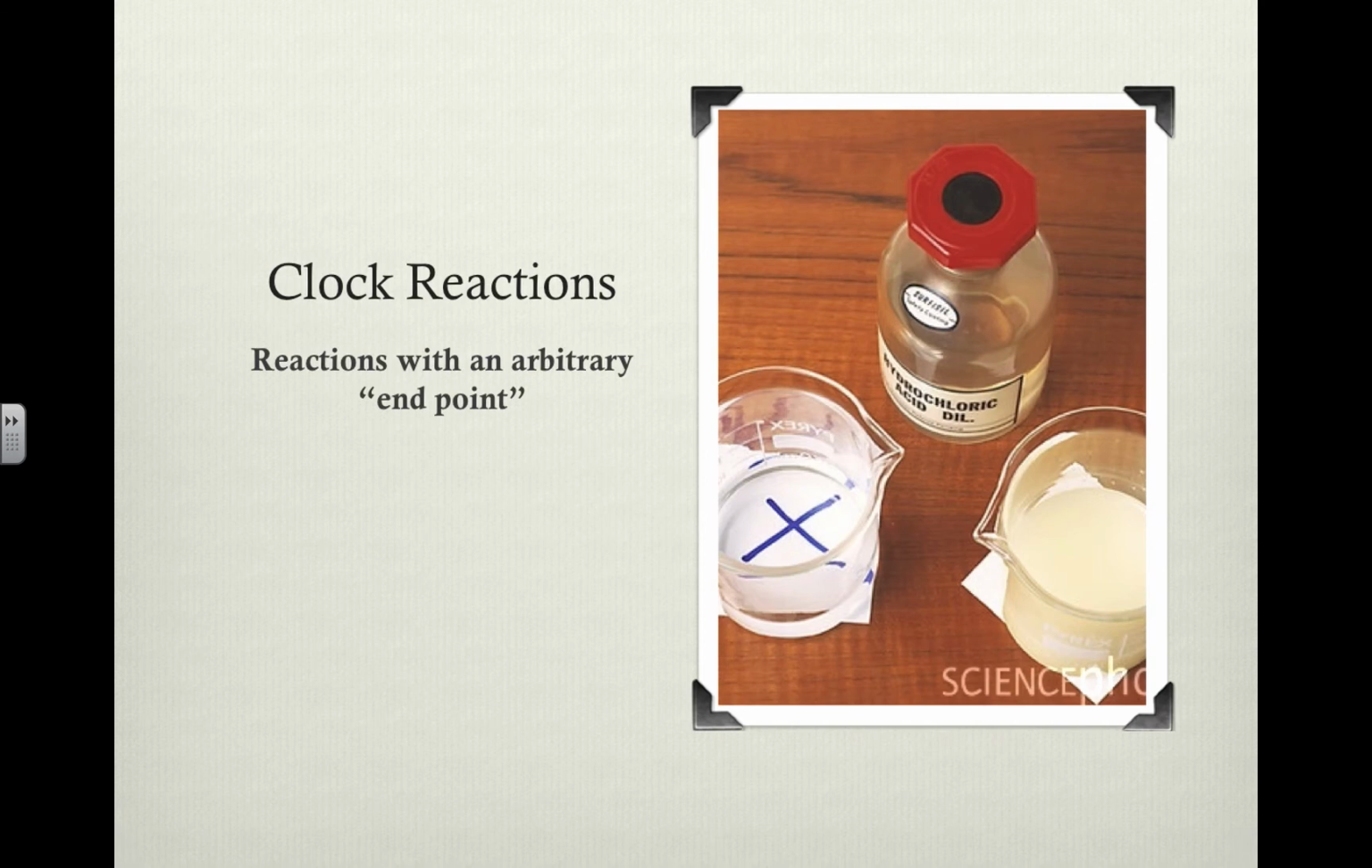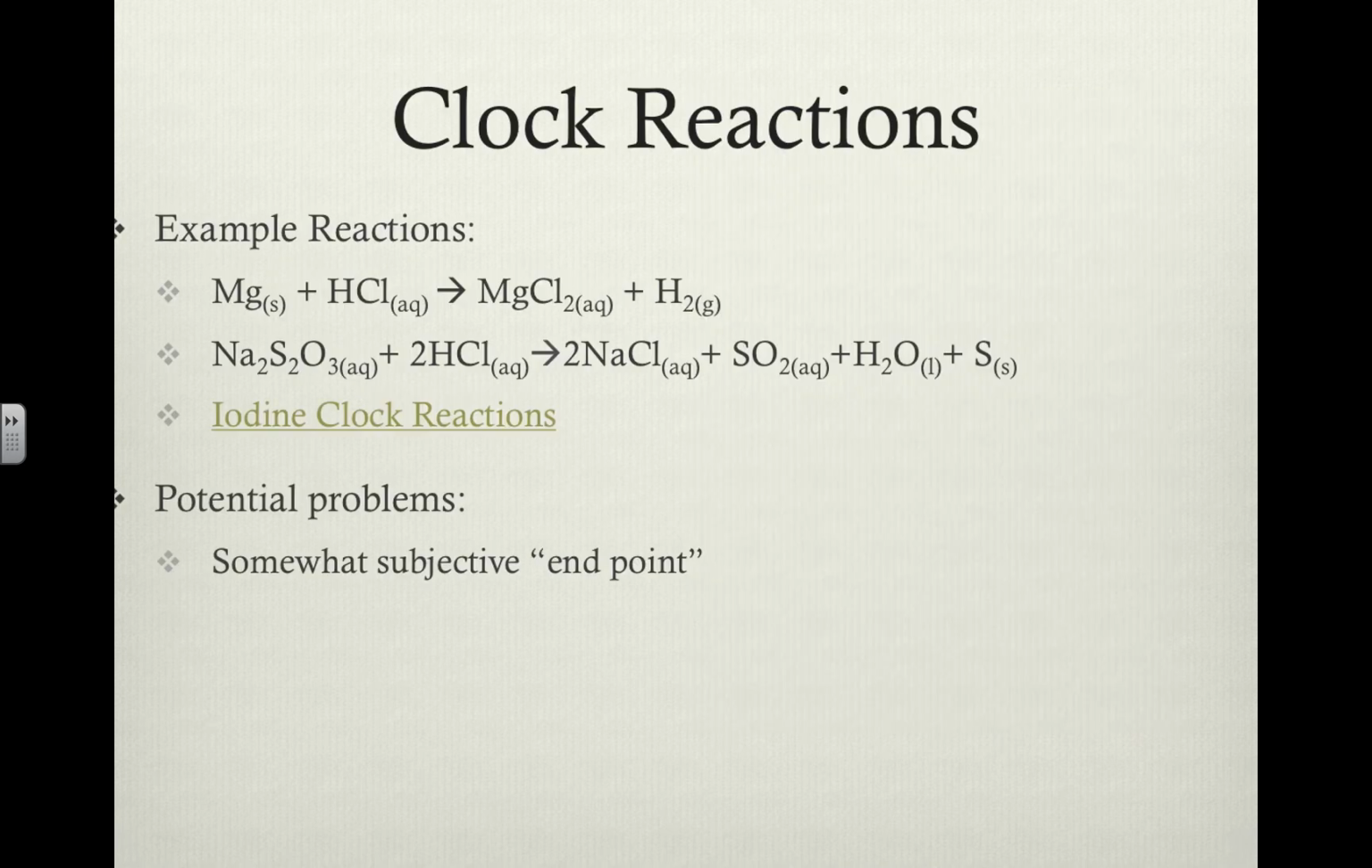Okay, and then lastly, we can use clock reactions, reactions with an arbitrary endpoint. This reaction right here produces sulfur, a sulfur precipitate, so it sits at the bottom of the beaker, and it obstructs that blue X that's on the paper underneath the beaker. And so you can time how long until it covers up the X, how long until we can't see the X anymore. Of course, the problem with that is that it's somewhat subjective.